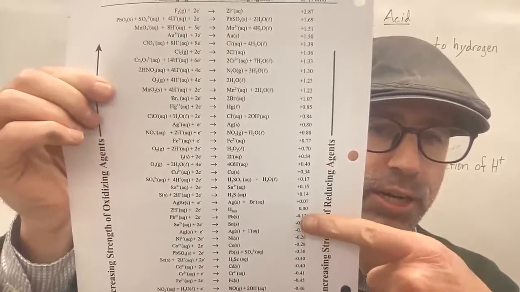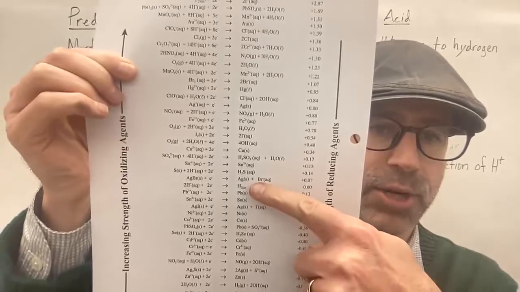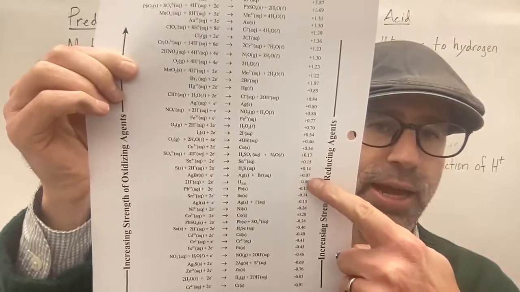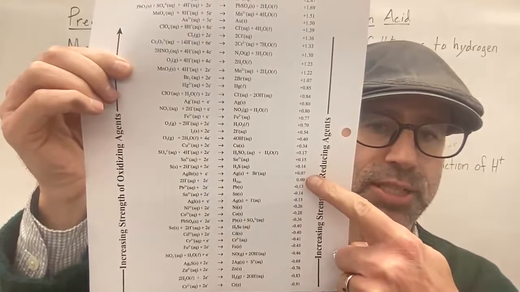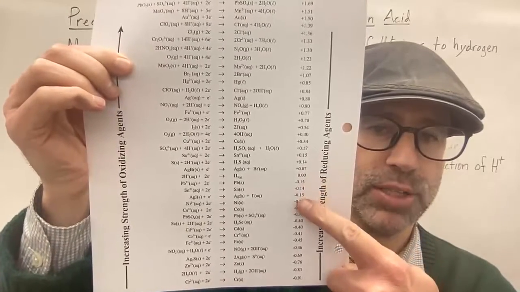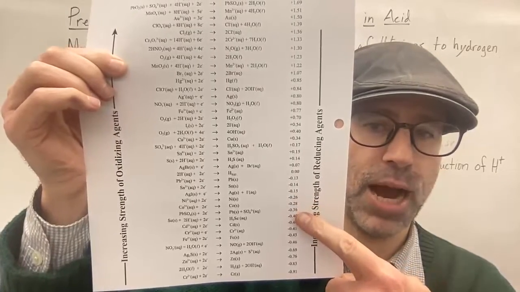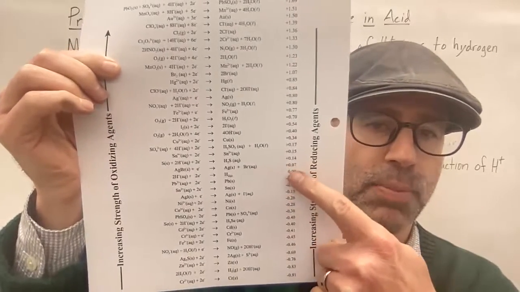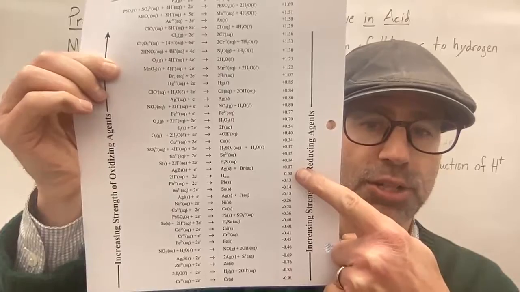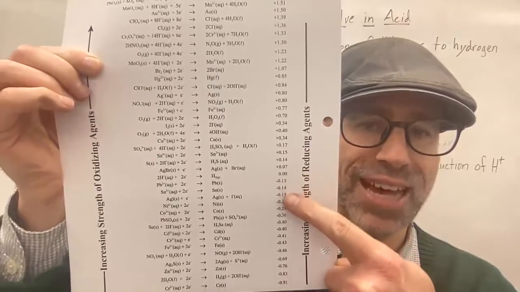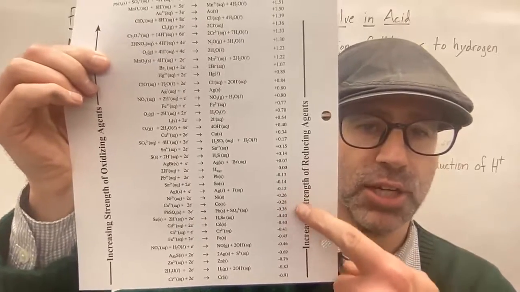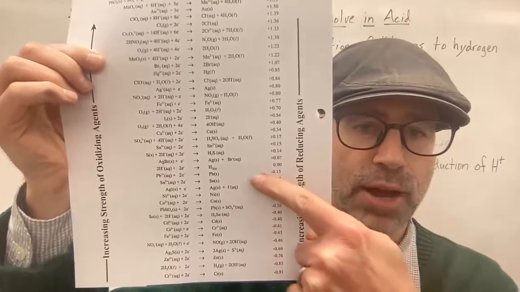So if you look down here, there is the reduction of the acid. And you'll see here, that's 0, because that is related to the standard electrode potential. So any metal below this is going to be able to be oxidized, because remember, the higher up you are on this list, the more of a tendency you have to undergo reduction. So anything below here is going to have less of a tendency to undergo reduction and more of a tendency to undergo oxidation.